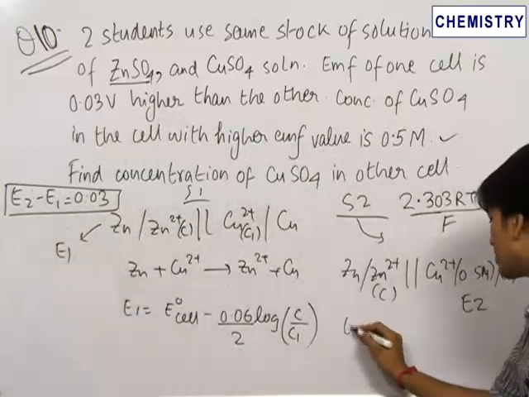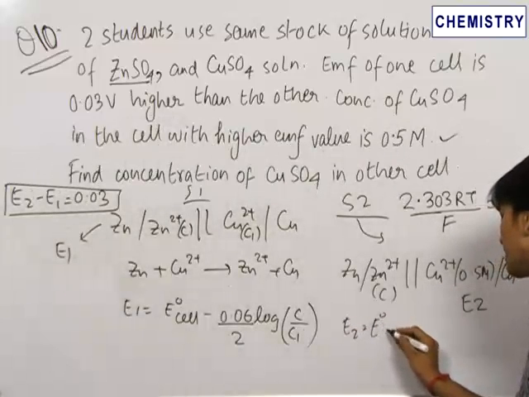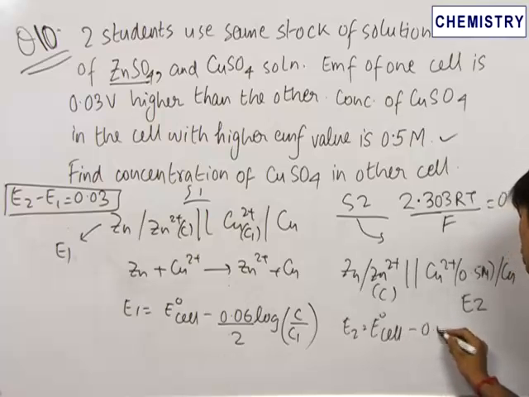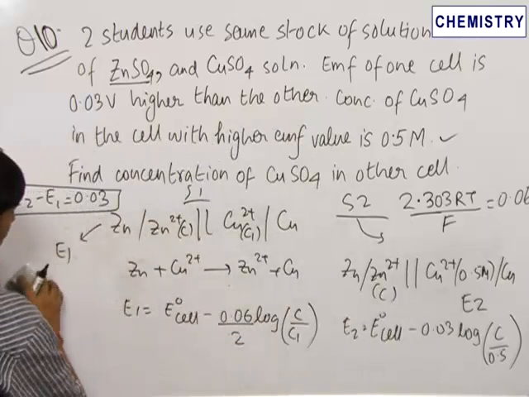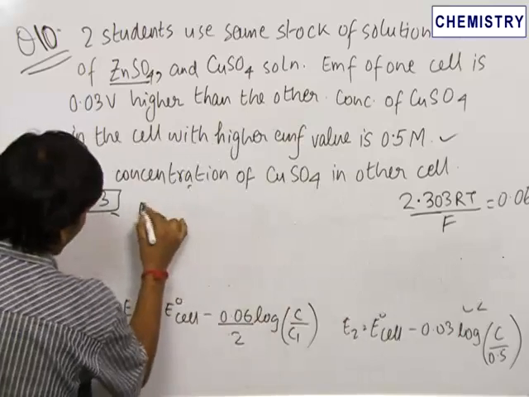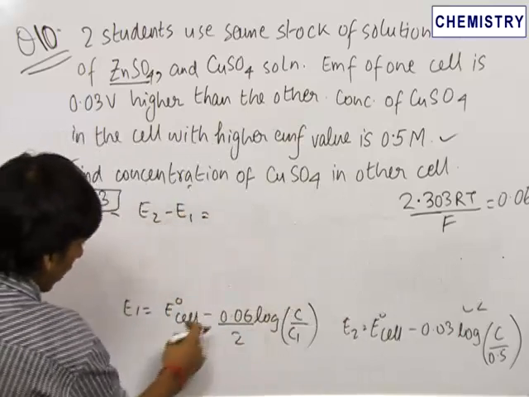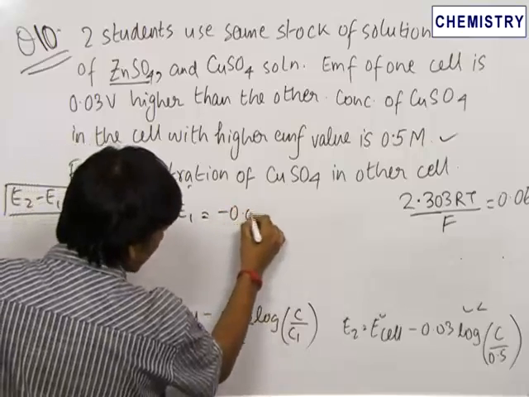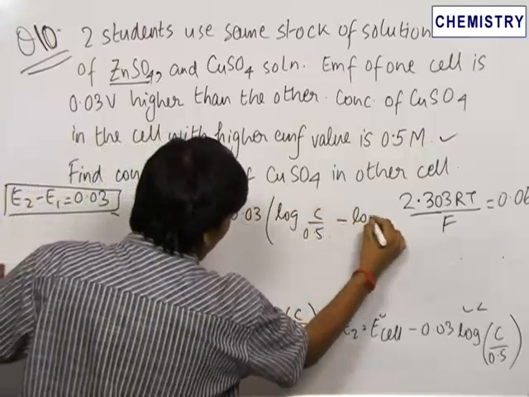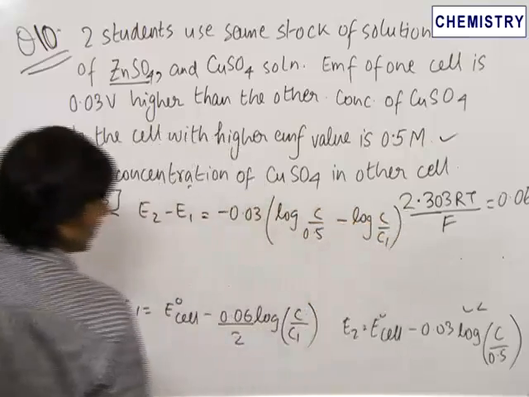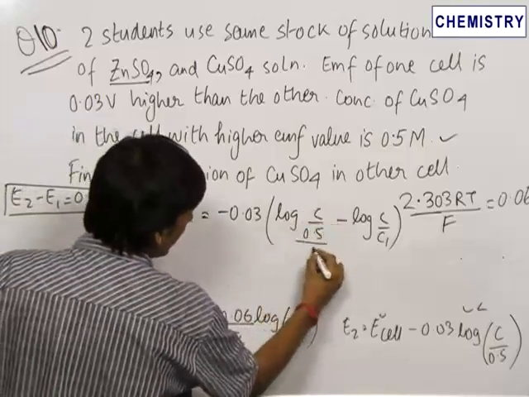For the second student, E2 is equal to E0 cell minus 0.06 upon 2 log of again C upon 0.5. Now let us subtract these two equations to get E2 minus E1. E2 minus E1 is equal to, on subtracting these two, minus 0.03 times log of C upon 0.5 minus log of C upon C1. This can be written as equal to log of C upon 0.5 divided by C upon C1.